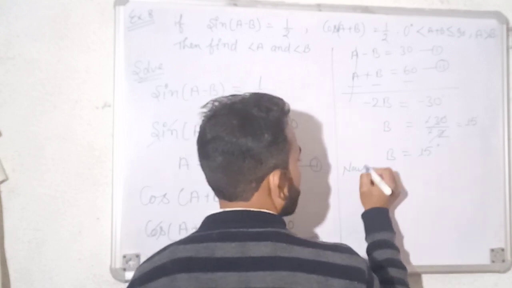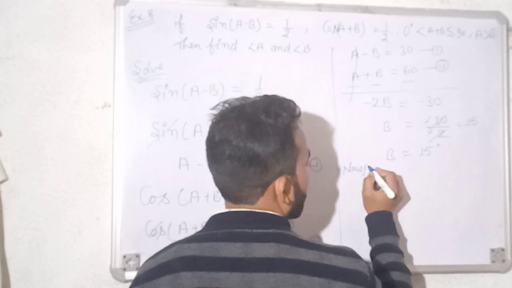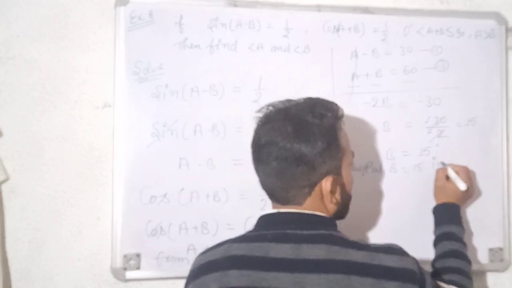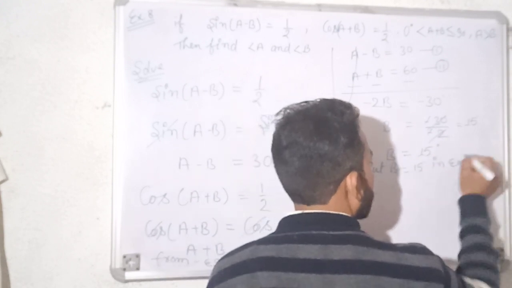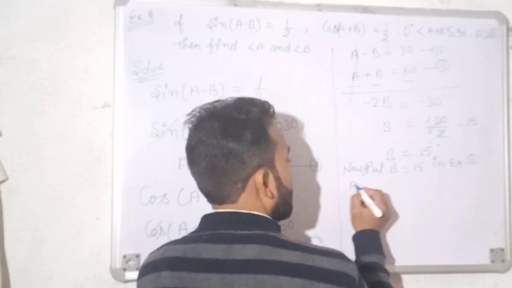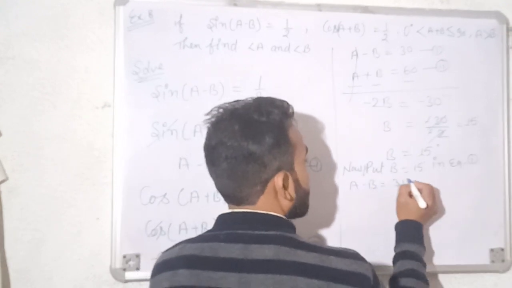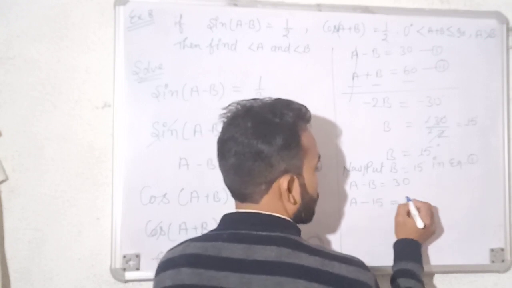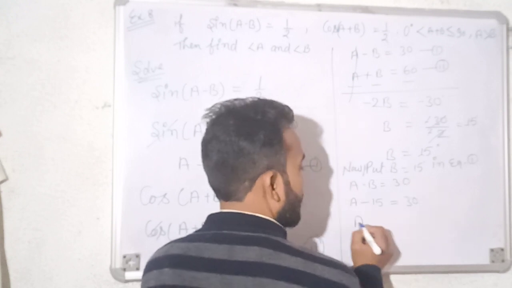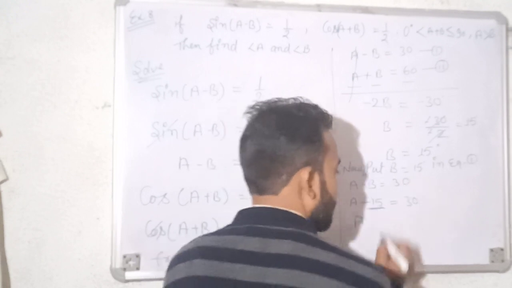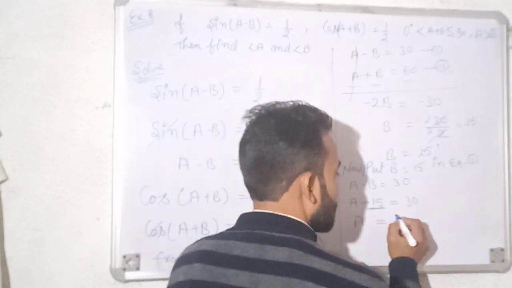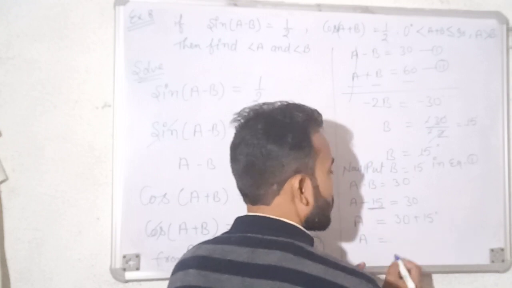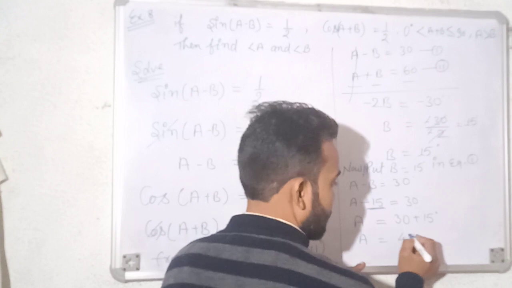Now put B is equal to 15 degree in equation number first. We have A minus B is equal to 30. So A minus 15 degree is equal to 30 degree. The minus 15 will be transferred from left to right and become plus, so 30 plus 15 degree. Angle A is equal to 30 plus 15 is equal to 45 degree.